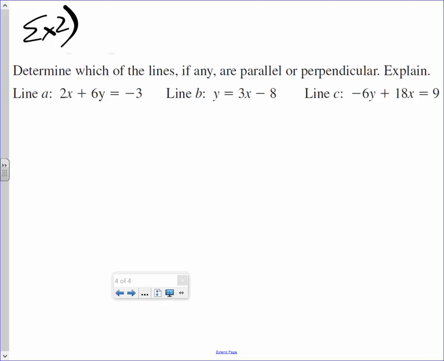Which of the lines, if any, are parallel or perpendicular, and explain. So this is the same thing as example 1, but just different lines. Going to write these down.